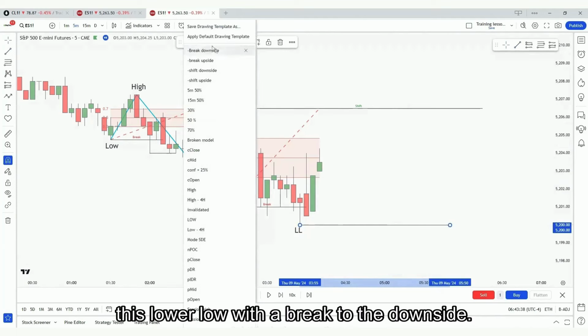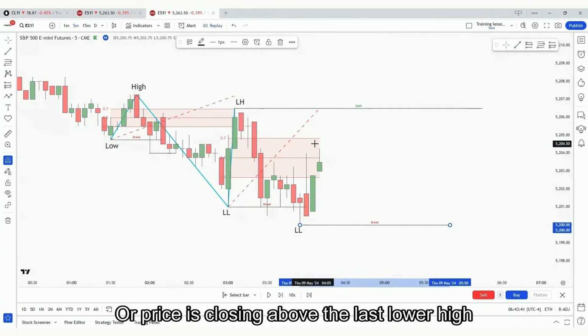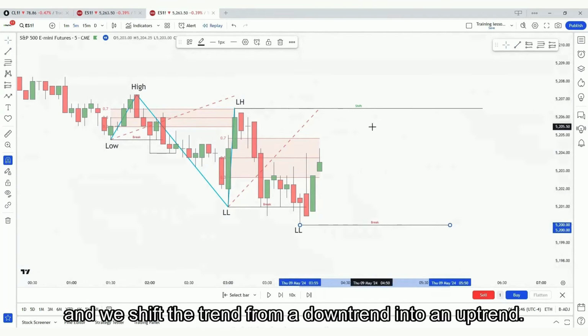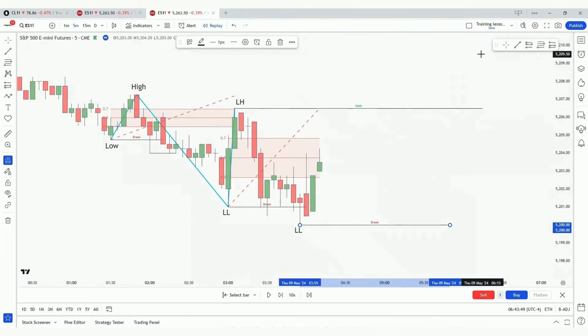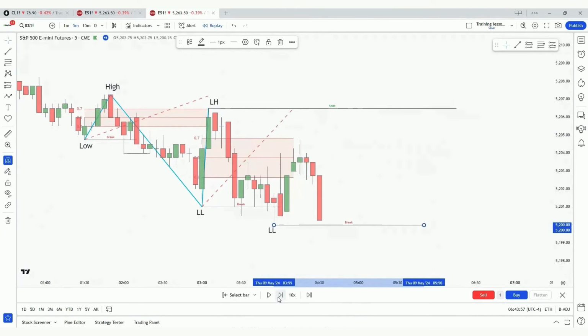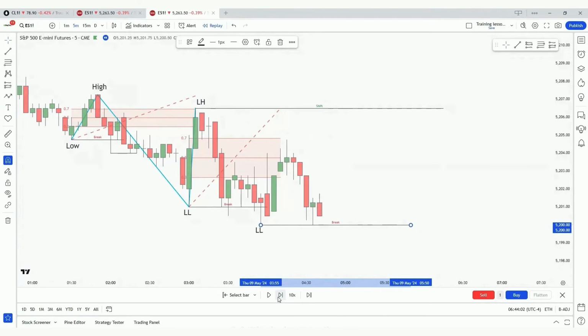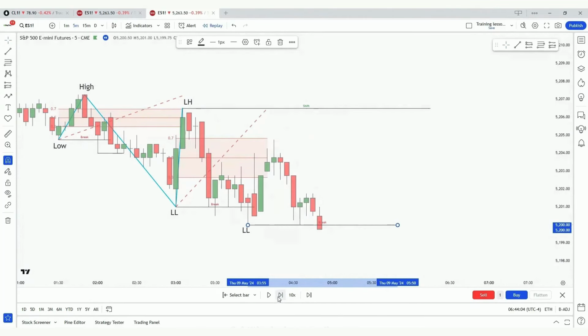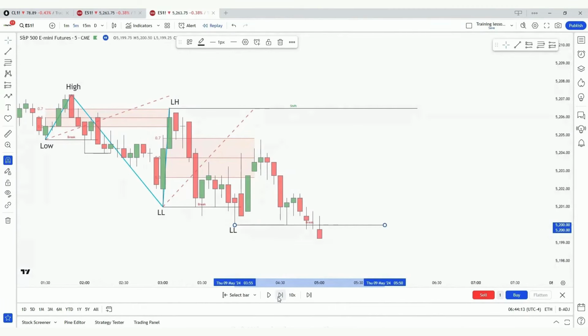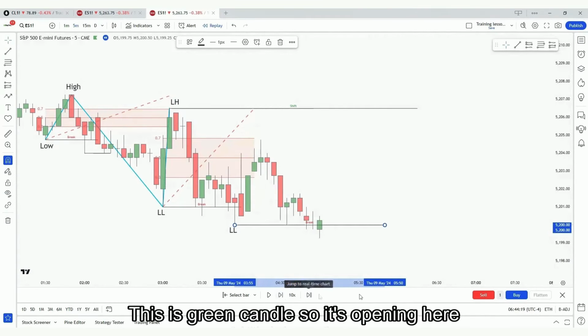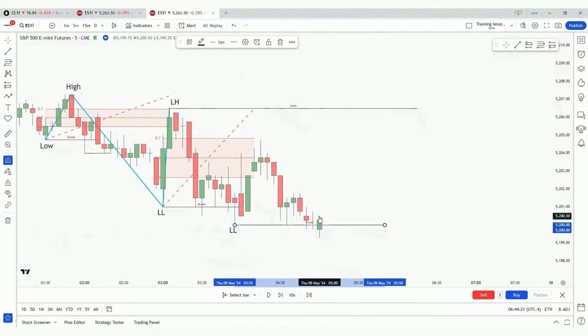with a break to the downside. Or our price is closing above the last lower high, and we shift the trend from a downtrend into an uptrend. Next candle. No body close yet. This is a green candle, so it's opening here and closing inside. So we wait.